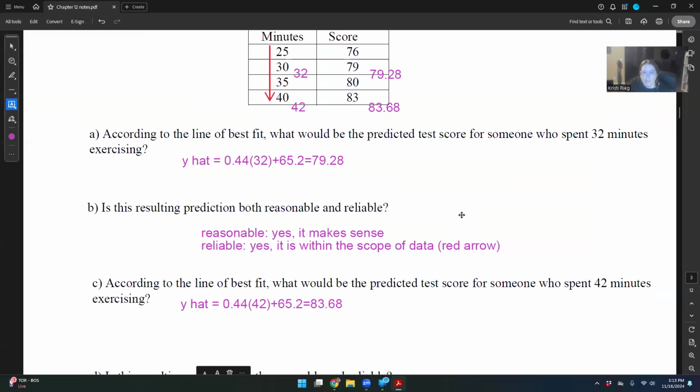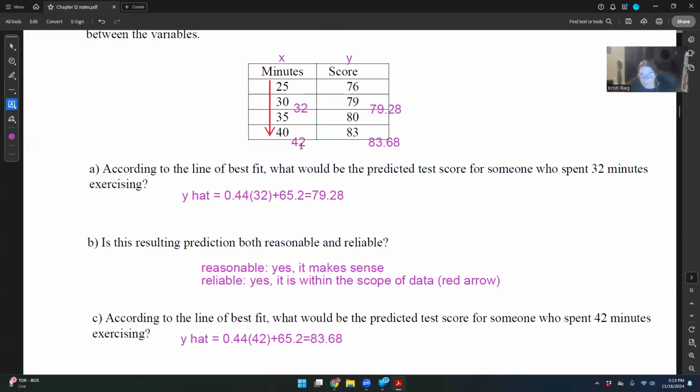So looking back, a little more than 40 equals a little higher test. Okay, that's okay. I believe it. There's enough evidence here to make it feel right. But it's not reliable. We don't know for certain because it's beyond the scope of data. The data is from 25 to 40. Or the scope of data is 25 to 40.